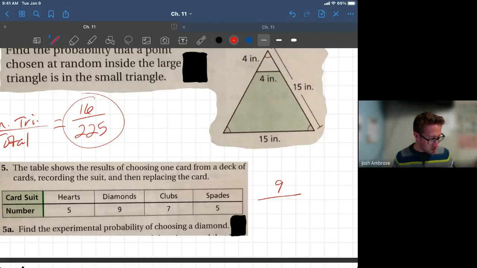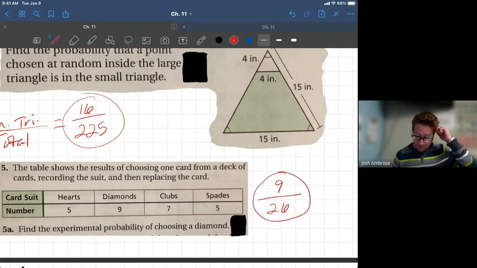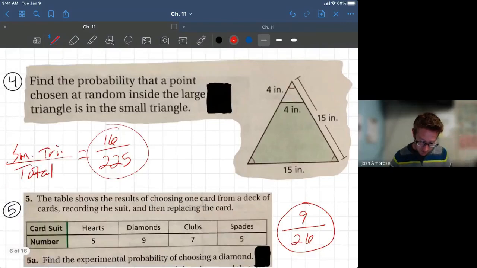And how many total cards, though, did they pick? Not 52 cards in the deck. They didn't do this 52 times. How many times did they do this? 5, 9, 7, and 5. 26 times. So it's not to say that they picked 52 times. That would be every single card. They just did this 26 times, and this is what happened after 26 picks. So 9 diamonds out of a total of 26 cards picked. And there you go.